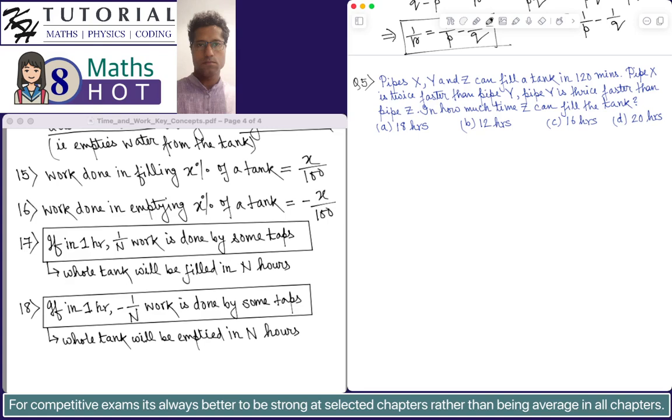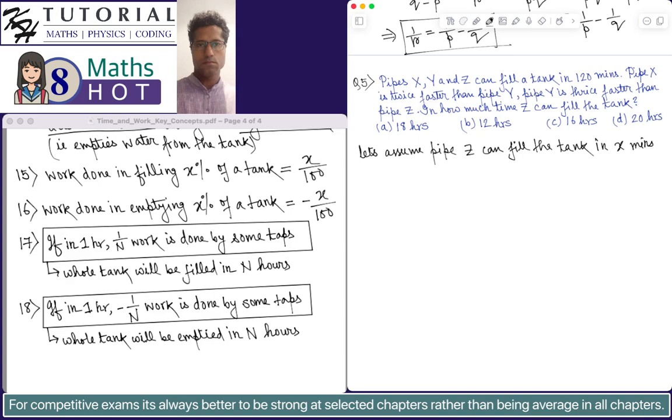So let's assume pipe Z can fill the tank in x minutes. Since the unit of time in this problem is given as minutes, it's better that we assume the time taken by pipe Z to fill the tank is x minutes.